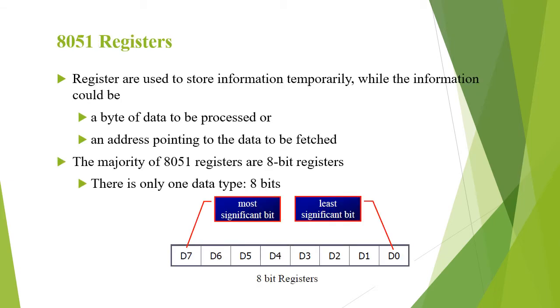8051 registers. Registers are used by the CPU to store information temporarily. The information can be a byte of data to be processed or an address which is pointing to the data to be fetched. The majority of the 8051 registers are 8-bit and they have only one data type. So we have the 8-bit register denoted as shown in the figure. D0 is the least significant bit and D7 is the most significant bit.